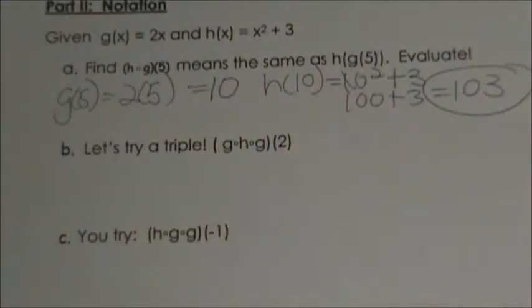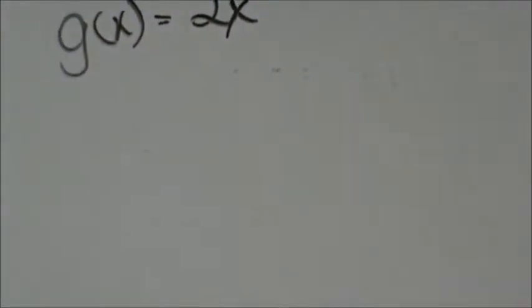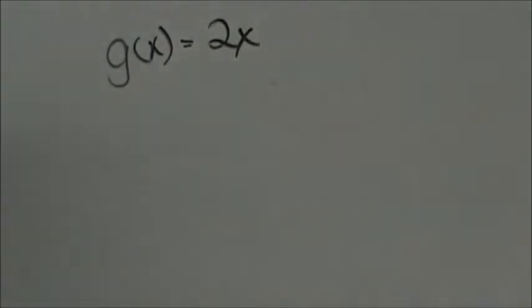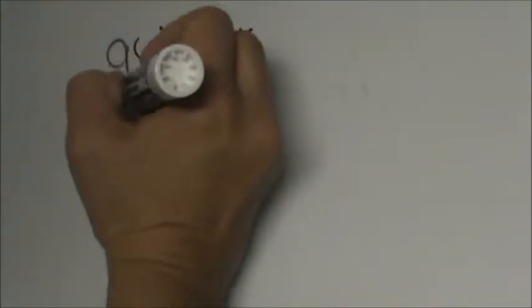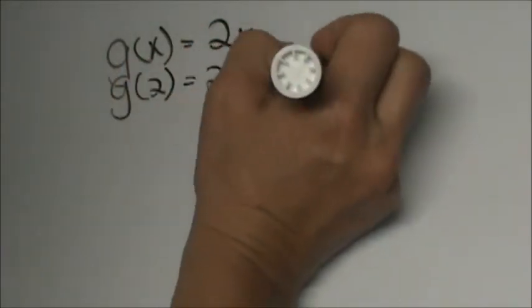So let's try this one. Okay, so our g function is 2x. Okay, so let's start with that one. Let's zoom out just a little bit so you can see. There you go. And we're going to plug a 2 into that. So 2 into the g function gives us 2 times 2, or 4.